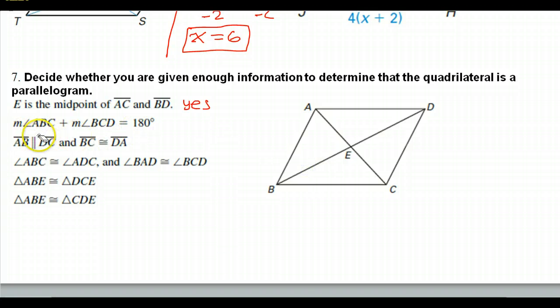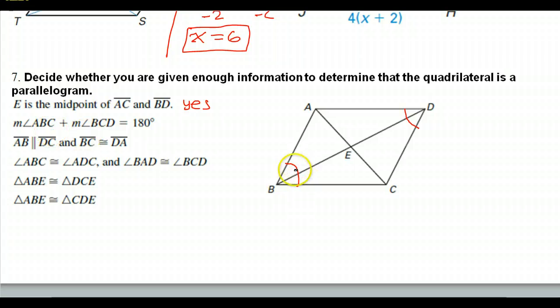What about this one? If we were given that angle ABC, okay, focus on the middle letter, B. So angle ABC, that's this angle right here, is congruent to ADC. Wait, I skipped 2 problems. I am so sorry. Okay, I'm back up here. Okay, let me try again.